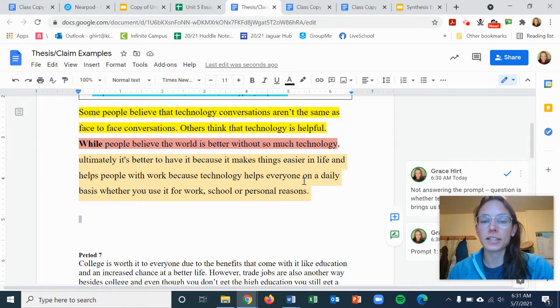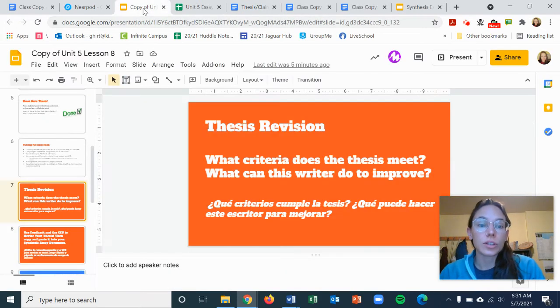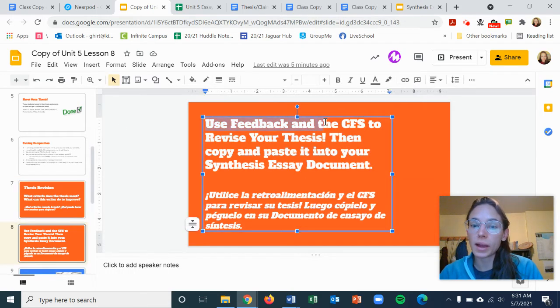Ultimately, it's better to have it because it makes things easier in life. Well, that's fine, but it doesn't quite answer the question. So make sure that your thesis statements are answering the question that you're supposed to answer. I gave you some feedback on your thesis statements, so go ahead and revise. Use the feedback and the criteria for success to revise your thesis if needed. If you got 100% on your thesis and there was no feedback, great. You can just copy and paste it right into your synthesis essay document.